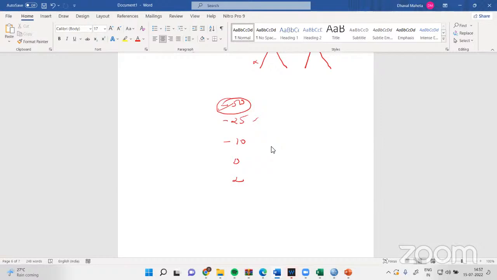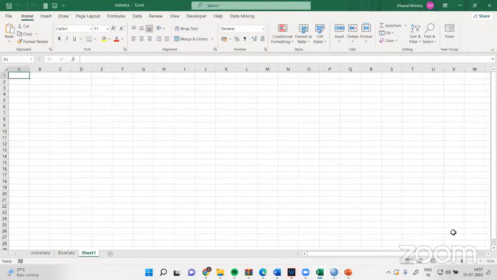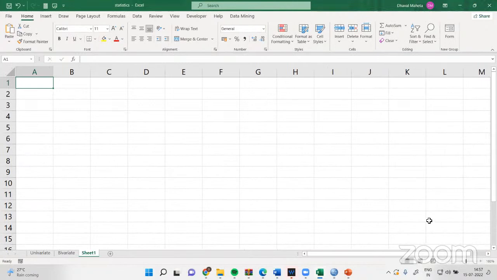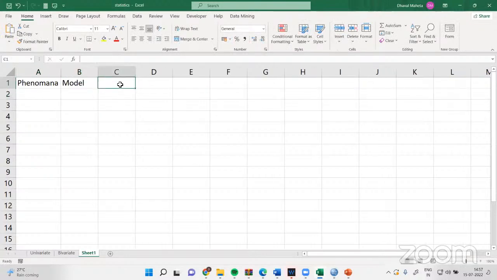Yes, sir. Now you tell me which model is good. Yes or no? Which model is good? They have said that the error should follow the normal distribution. Now it is quite confusing why error should follow a normal distribution. So I'll write down the phenomena, and I'll write down here the model. And we are again trying to measure the error only.